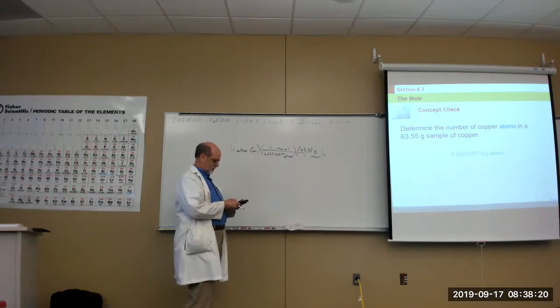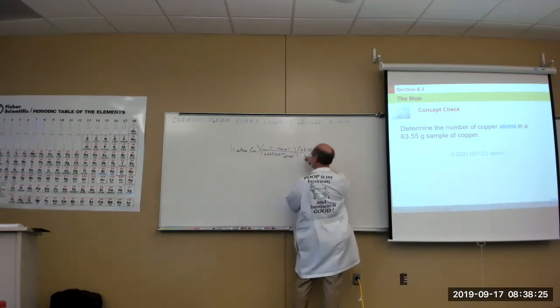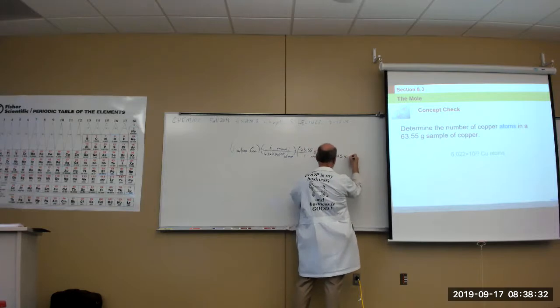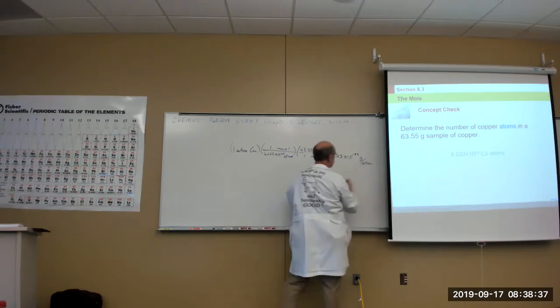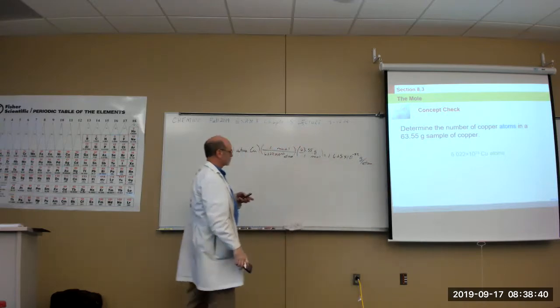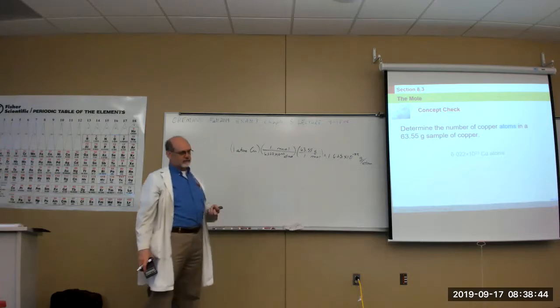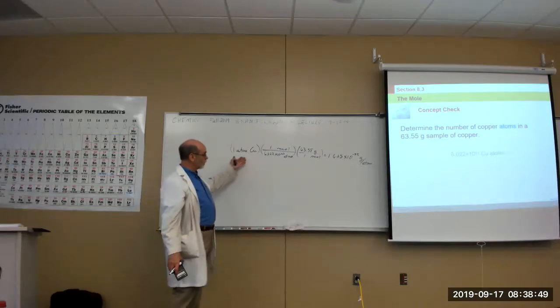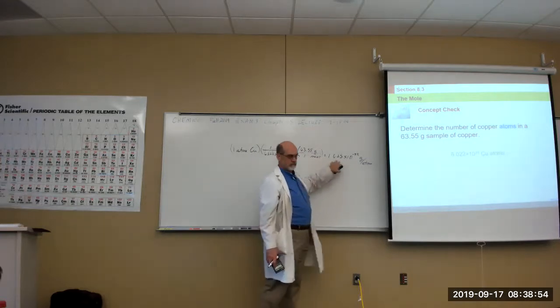Okay, so I get 1.055 times 10 to the minus 22 grams. That's per atom of copper. So that's how much an atom of copper will weigh. 10 to the minus 22 grams is 1 copper atom. If we did that for gold, of course, it would be a bigger number. Each atom would weigh more.